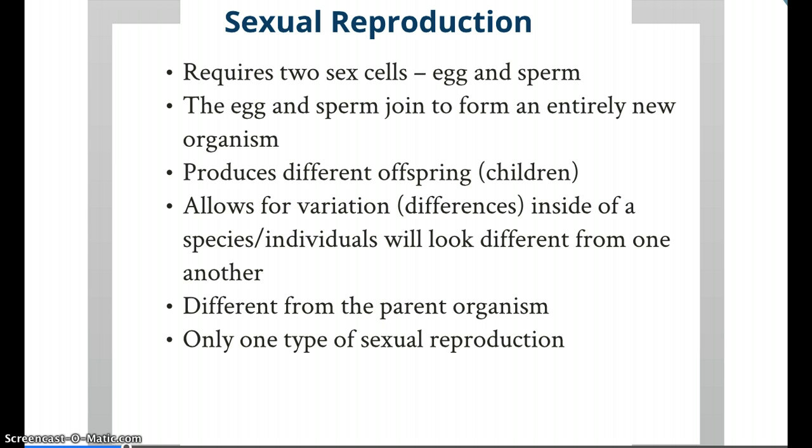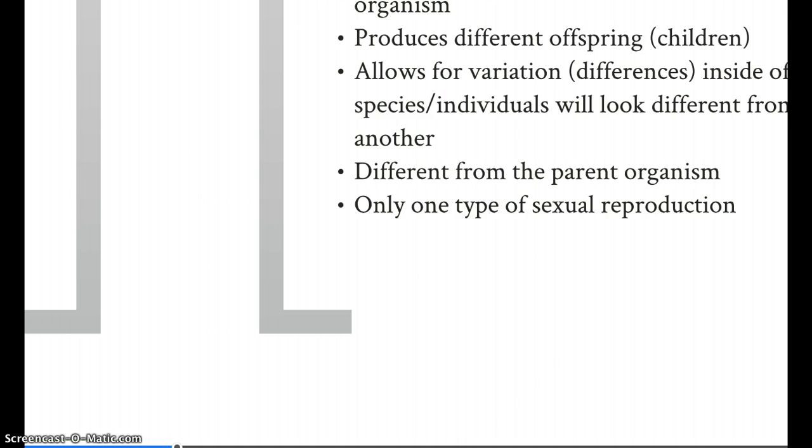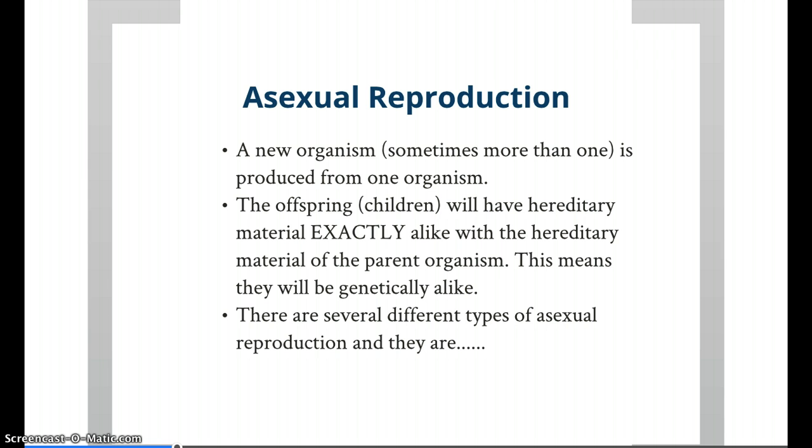One other thing to mention is that there is only one type of sexual reproduction. As I said, it is sexual intercourse. The other type of reproduction is asexual reproduction. This is when one organism makes another organism, meaning a mom and a dad, or a male and a female, are not required. Only one organism is required to make another.